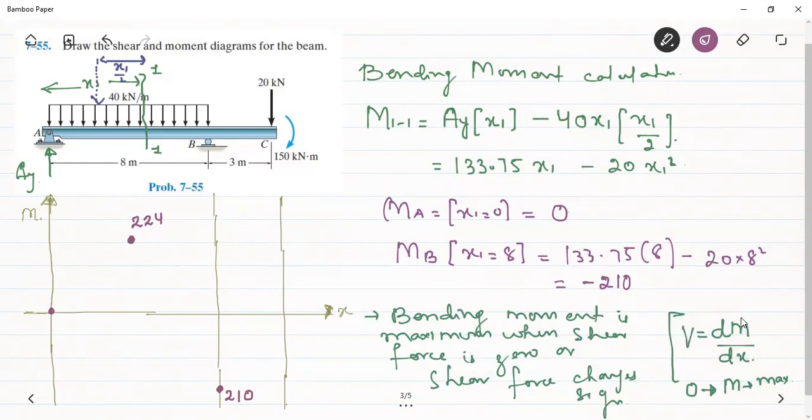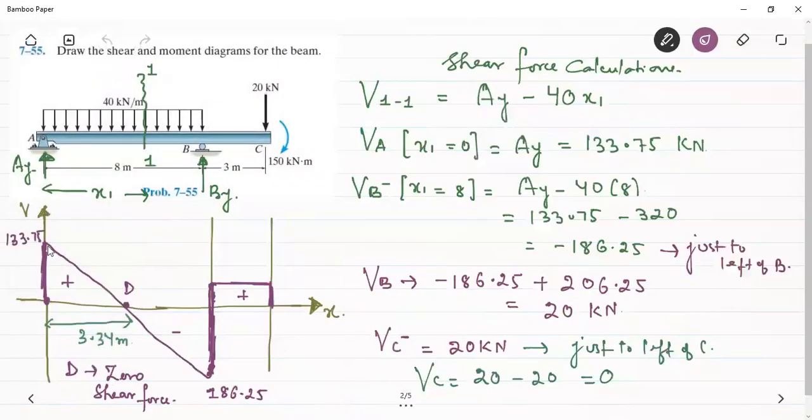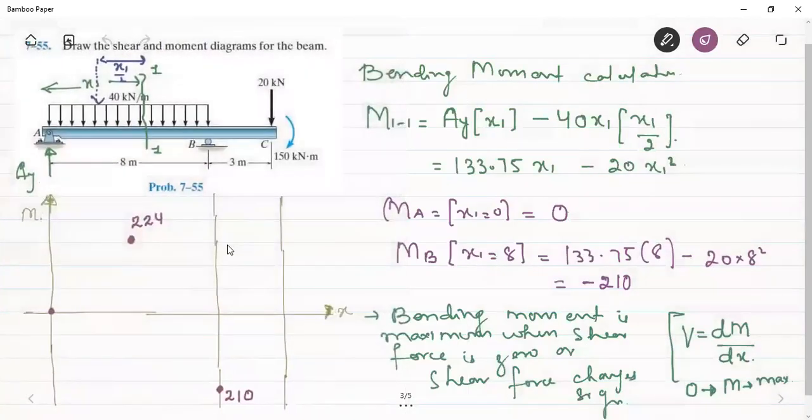Because the bending moment curve is a parabola, the slope of the bending moment curve will depend upon the shear force. So let's see what the variation of the shear force is between point A and the point of maximum bending moment, or zero shear force. If this is point D, I can take this to be point D. This is point A, this is point B, and this will be point C.